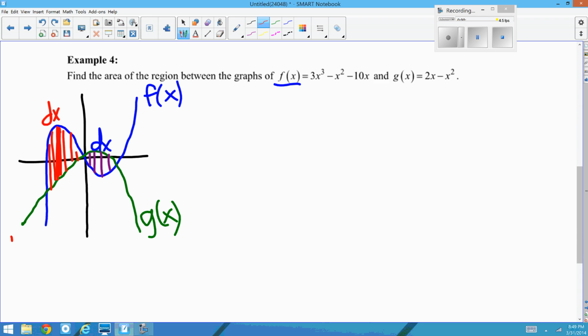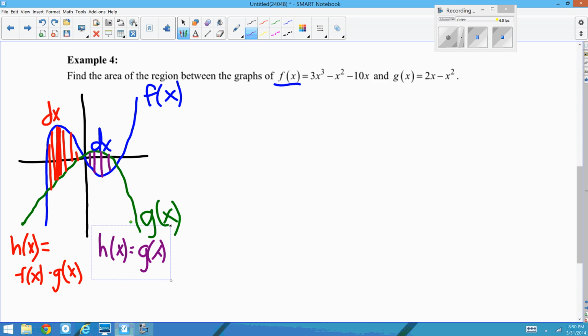Our height on this function would equal f of x minus g of x. Our height on this one is g of x minus f of x. So these are going to be a little bit different.